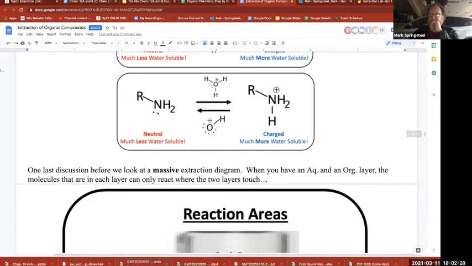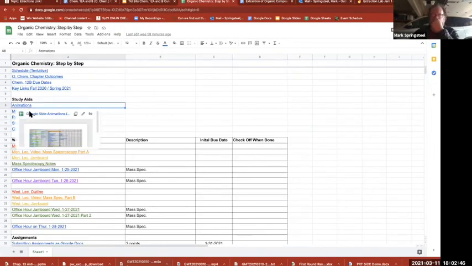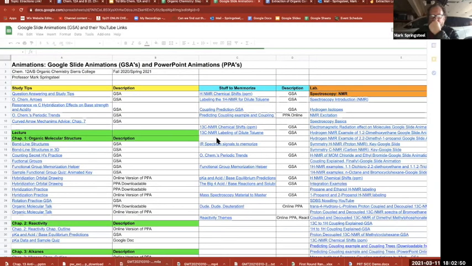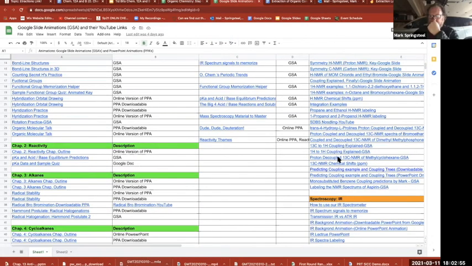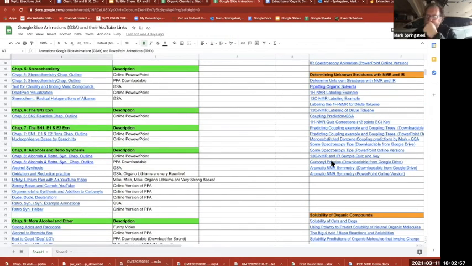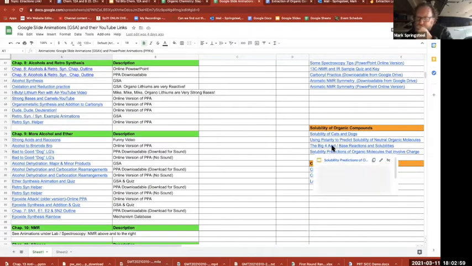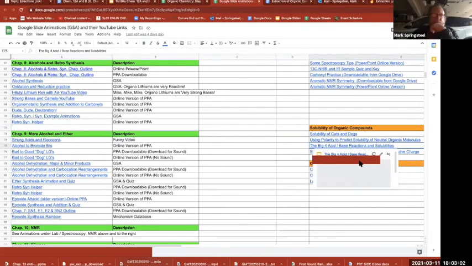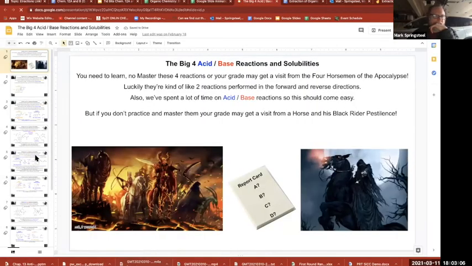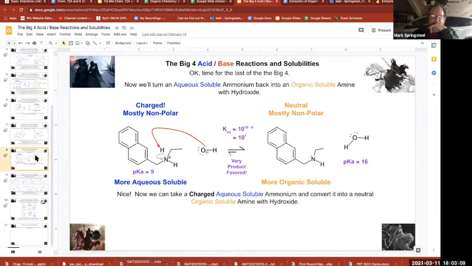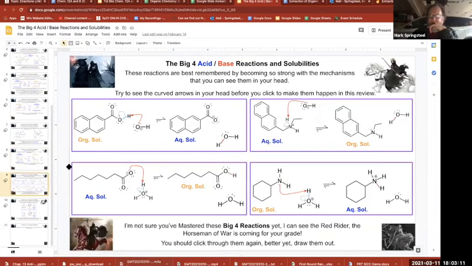So let me actually go to this. Animations. Solubility lab, huh? There it is. The big four. Boom. Oh, I got the whole Four Horsemen reference here.